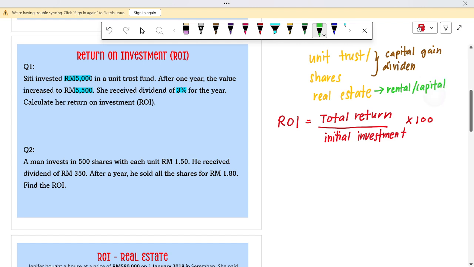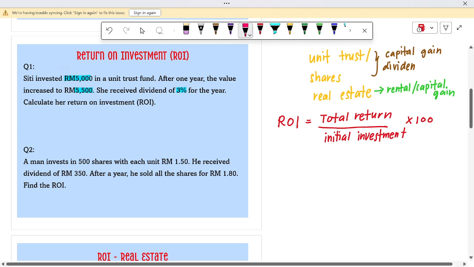So what is capital gain? Actually, capital gain is your selling price minus your buying price. Okay, so I repeat, for unit trust and shares, you will get your return in terms of capital gain and dividend. Whereas for real estate, we will get our return in terms of rental and capital gain. Okay, so let's see question number 1. Our initial investment is 5,000.